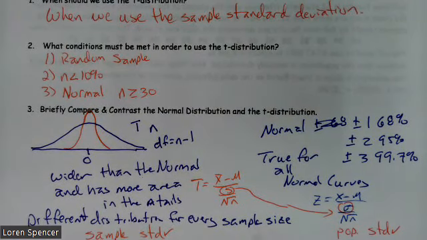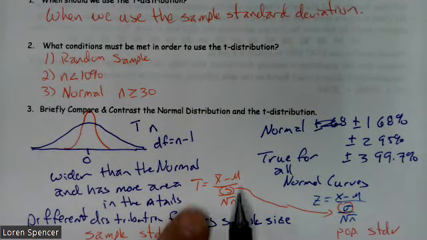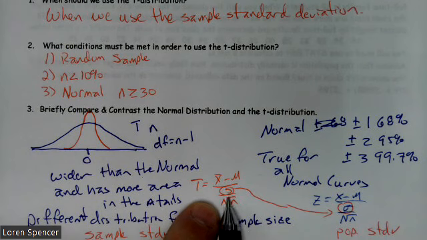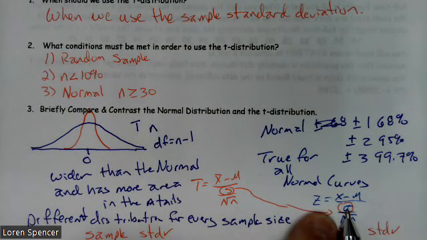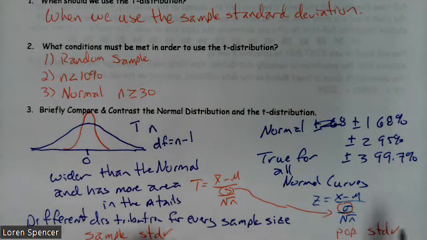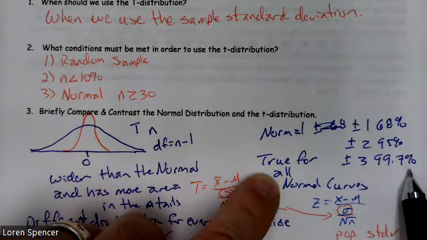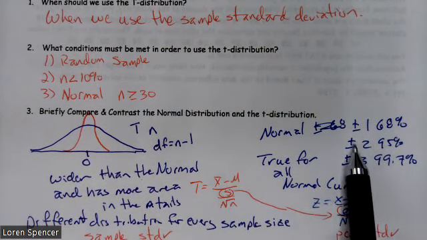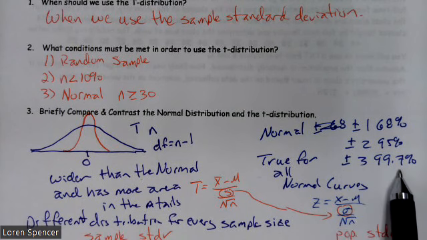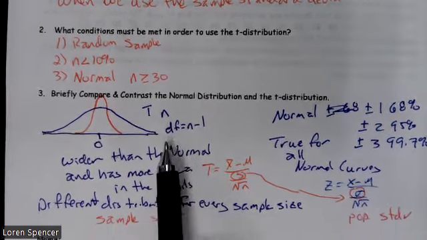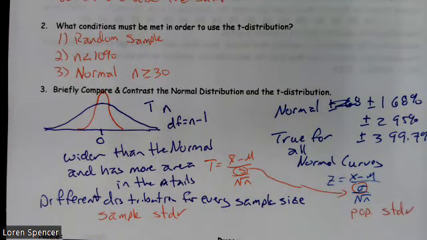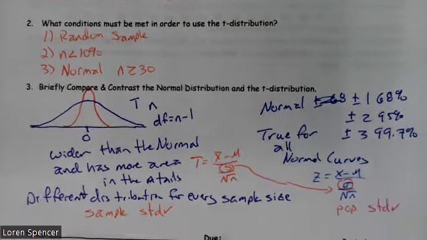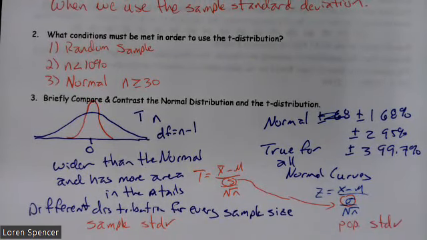The only differences, and they're major, are that the T distribution uses the standard deviation of the sample and the Z uses the standard deviation of the population. The percentages stay the same for every single normal distribution, regardless of what sample it came from: plus or minus 1 is 68, plus or minus 2 is 95, plus or minus 3 is 99.7. And for the T distribution, there is a different probability for every single sample size or degree of freedom. I hope that helped and look forward to seeing you on the next one.